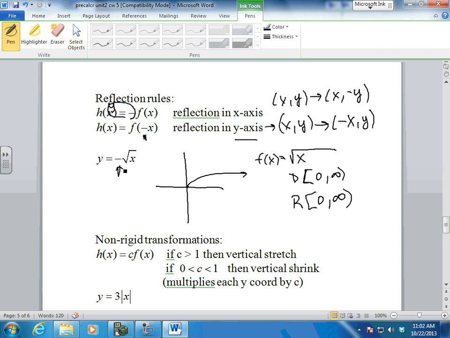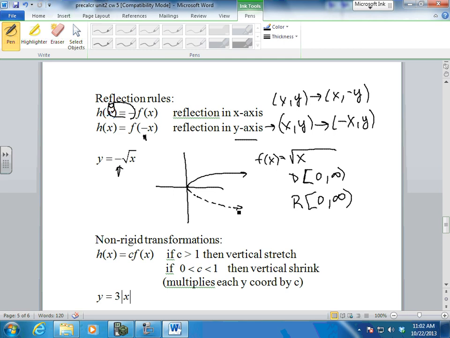In the x-axis, because why? Because it's outside, so the x is not changing, it's changing your y. When your y goes from positive to negative, where is the reflection? Over the x-axis. So let's take this guy, here's your x-axis, and reflect it down here.